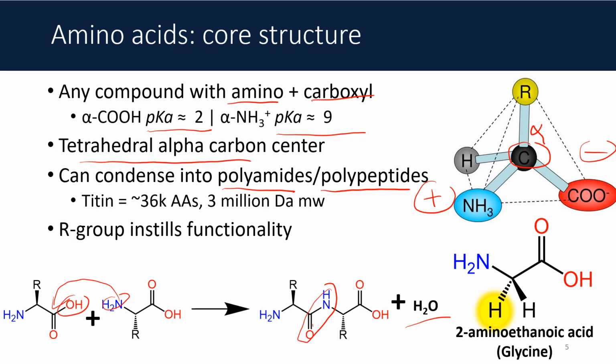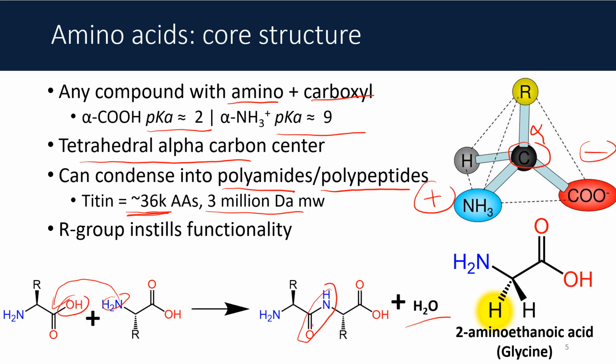How many of these amino acids can we stitch together in this manner? Well, the sky's the limit according to biology. Titin is the largest protein currently known to science, and it dials in at 36,000 amino acids all lined up in a row. The molecular weight of that protein is an astonishing 3 million Daltons. So these amino acid chains can grow quite big.